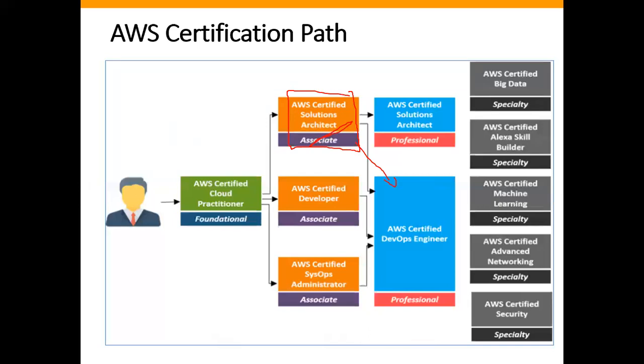If I want to go in depth on AWS networking, which path do I need to follow? After completing this one, you can go for professional, and then we also have a networking specialization. So that is the path: first associate, then professional, and then specialty.